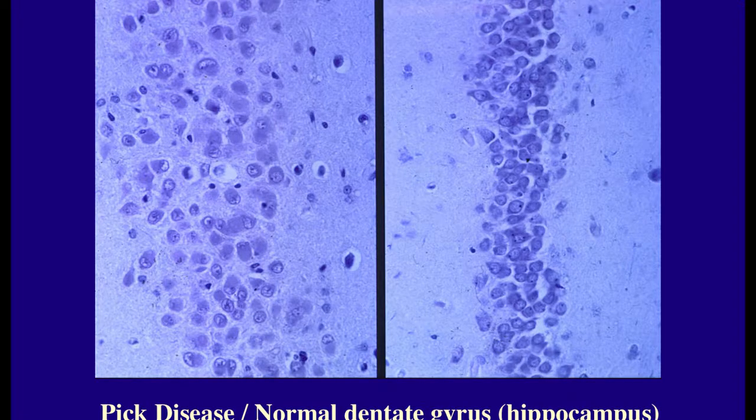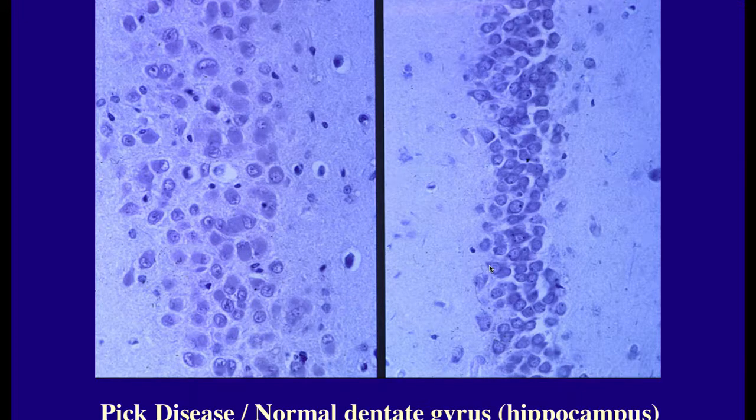So the sites of selective vulnerability in Pick's disease are the frontal and temporal lobes, the amygdala, and the hippocampus. And this is a section of the dentate gyrus in the hippocampus from a control subject on the right and from a patient with Pick's disease on the left. So you can see that there's neuron loss. There would be gliosis in this region if we had a stain for it. And then what you can see even on this dye stain is that the cytoplasm of these neurons seems to be abnormally distended in comparison to the control brain.